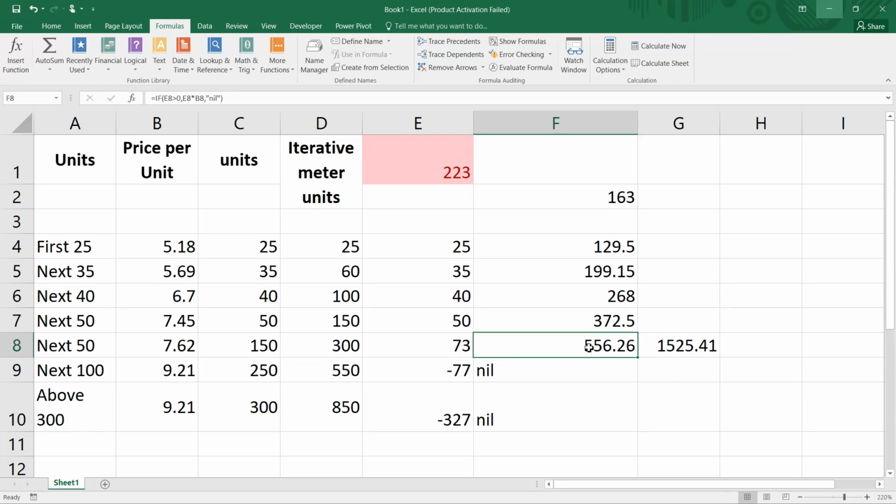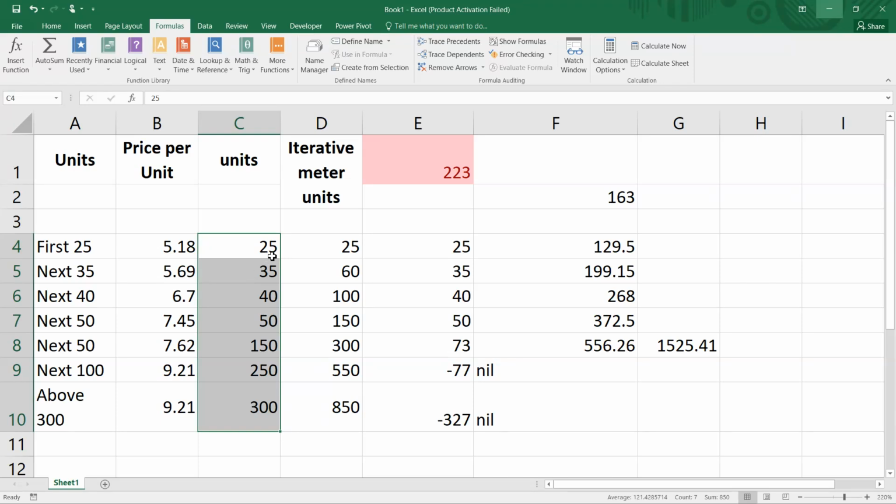hard to understand, but let me again try to clear it out from scratch. So here are the units, the rate, and these are the rates for the meter unit. For the first 25 he needs to pay 5.18. So we have made an iterative calculation. So 25, then 25 added up with 35, then 25, 35 plus 40, then 25, 35, 40 plus 50. So this is an iterative calculation.